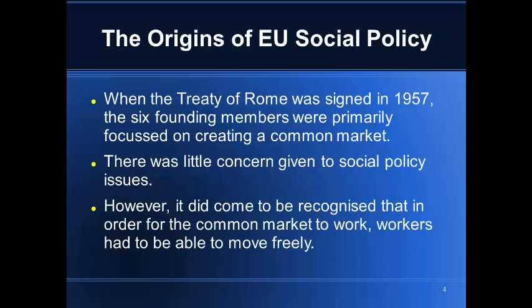The origins of EU social policy. When the Treaty of Rome was signed in 1957, the 6 founding members were primarily focused on creating a common market. There was little concern given to social policy issues. However, it did come to be recognised that in order for the common market to work, workers had to be able to move freely.